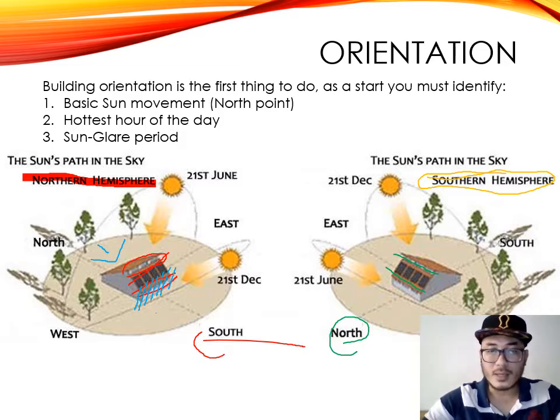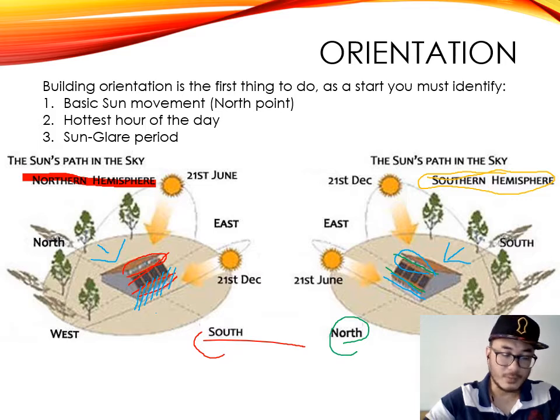Then you also design the windows to be smaller on the north but bigger on the south. When you have bigger windows on the south, it's because there is pure daylight coming from the south. There is no direct glare, and you have to provide proper shading on the north side of the building.